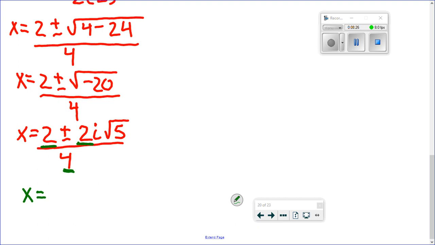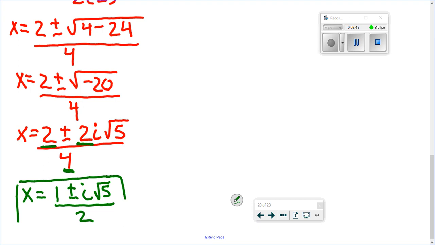I'm not going inside that radical. Not going inside of that, just thinking about the number outside when I'm simplifying. So if I'm dividing all those by a factor of 2, I would have 1 plus or minus i root 5, all over 2. And that is our solution here.